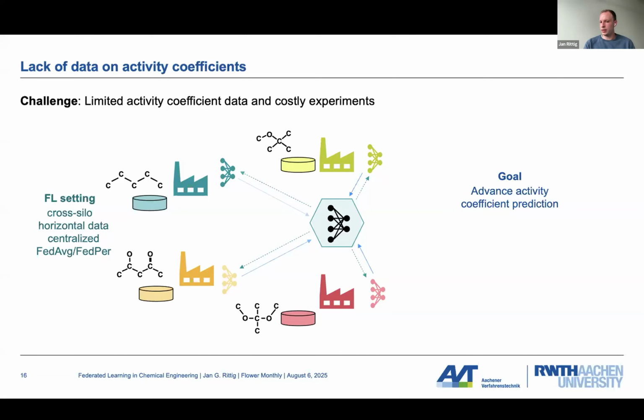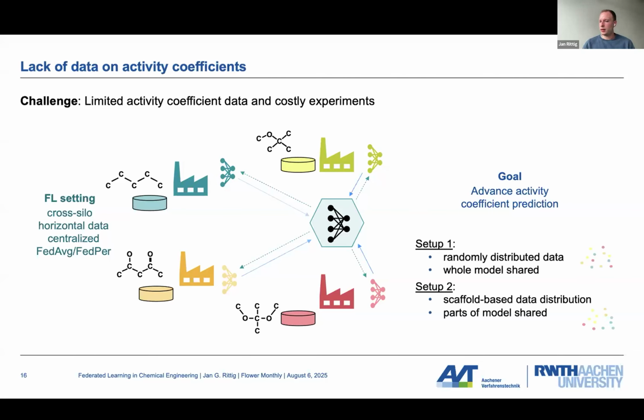So we investigated here a federated learning scenario where the companies decide to collaborate to jointly train machine learning models for it. And we came up with two different setups. In the first one, we just assumed that the activity coefficient data is randomly distributed among the companies and that they decide to share the whole model. And in the second scenario, which is a more realistic one, we assume that we have a scaffold-based data distribution and that only parts of the models are shared between the companies.